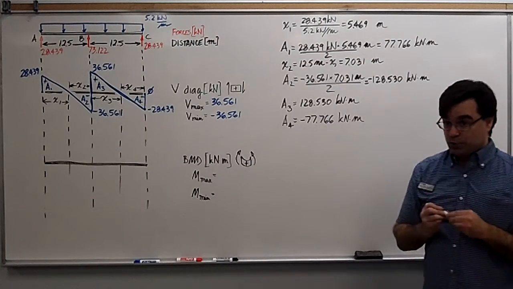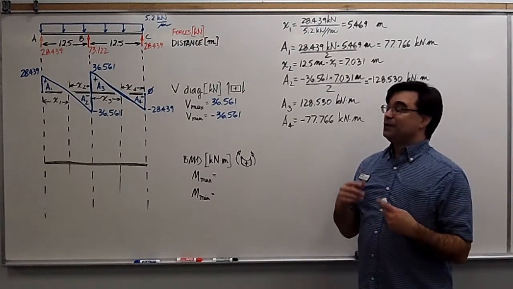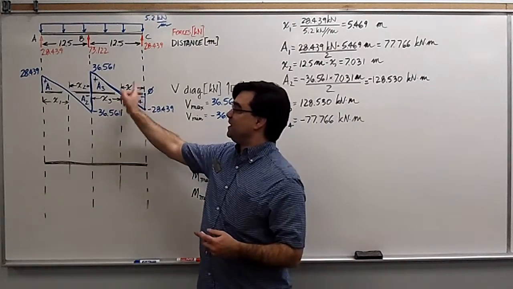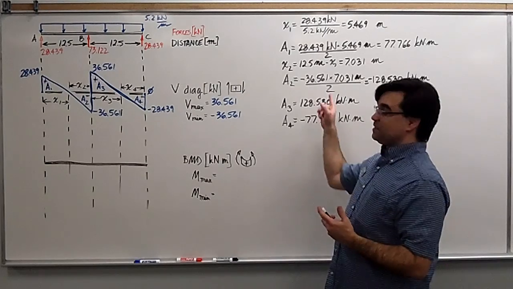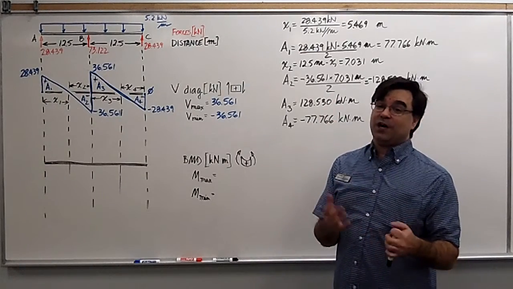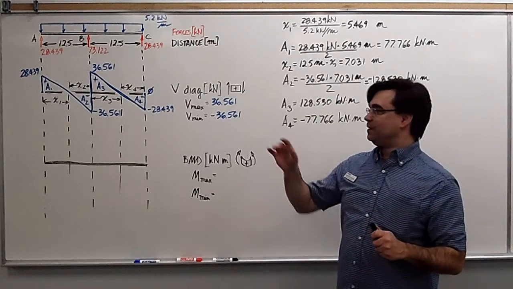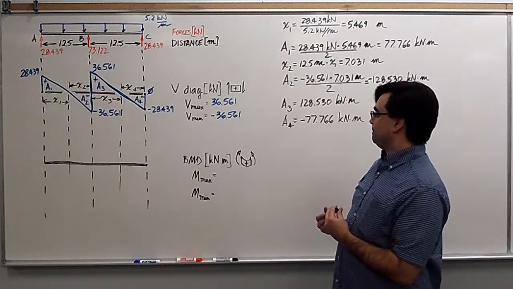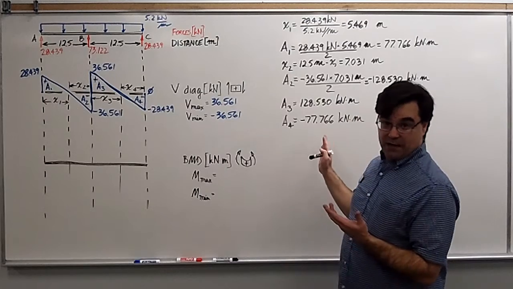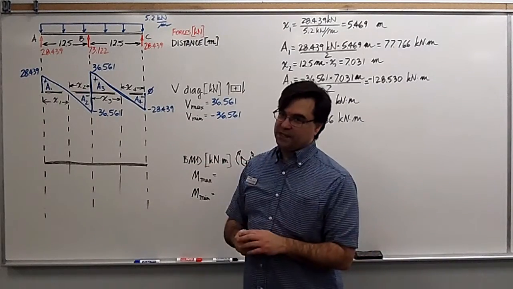I encourage you, don't take my word for it, recalculate x3 and x4, and then area 3 and area 4 to make sure this is true. Okay? You don't want to be caught on a test or an assignment where you think this is correct, and then you just assume this is the case. We're now ready, now that we have the areas, to draw our bending moment diagram.